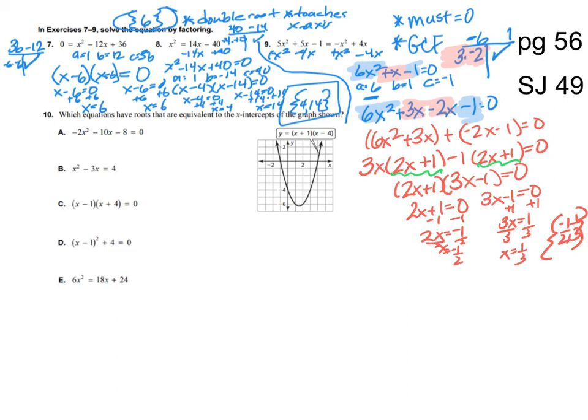Okay, for the next group, I am going to pick the easiest ones to solve and kind of work backwards. Now here's what it says, and this is a great example of an SAT question. Which equations have roots that are equivalent to the x-intercepts of the graph shown? So it's kind of a two-part question. First of all, my x-intercepts are -1 and +4.